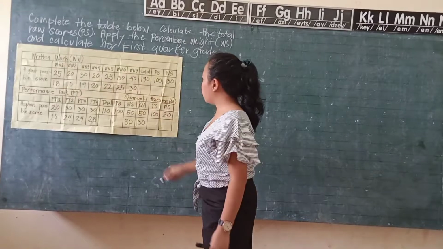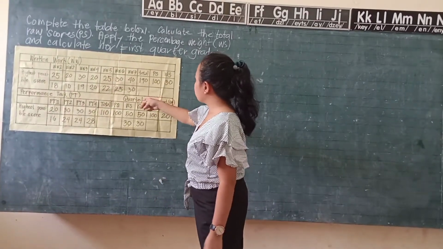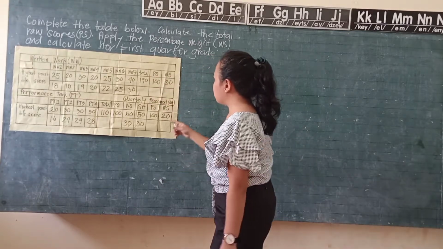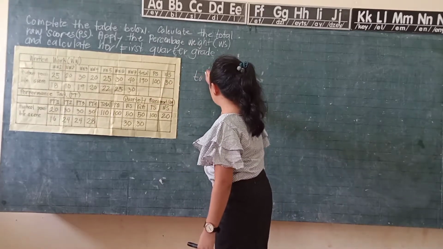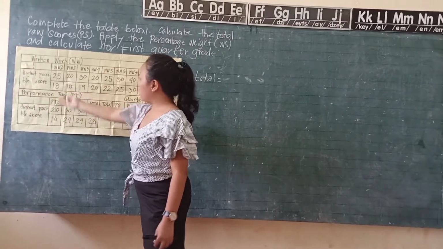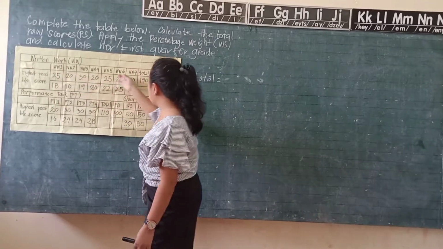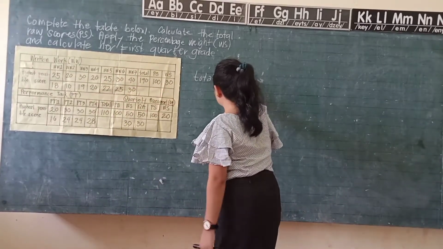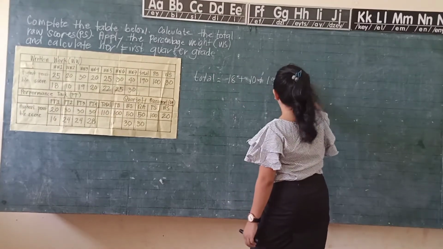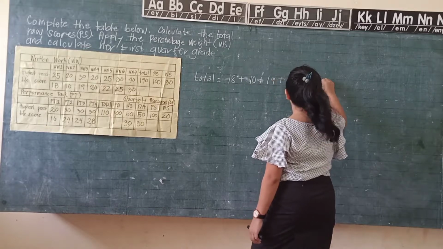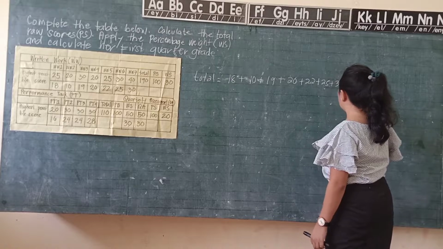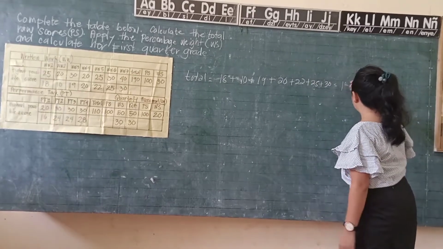So, in written work, we are going to find its total, then the percentage scores and weighted scores. First, for the total, we are going to add all of the raw scores from written work 1 up to 7. So 18 plus 10 plus 19 plus 20 plus 22 plus 25 plus 30 is equal to 144.